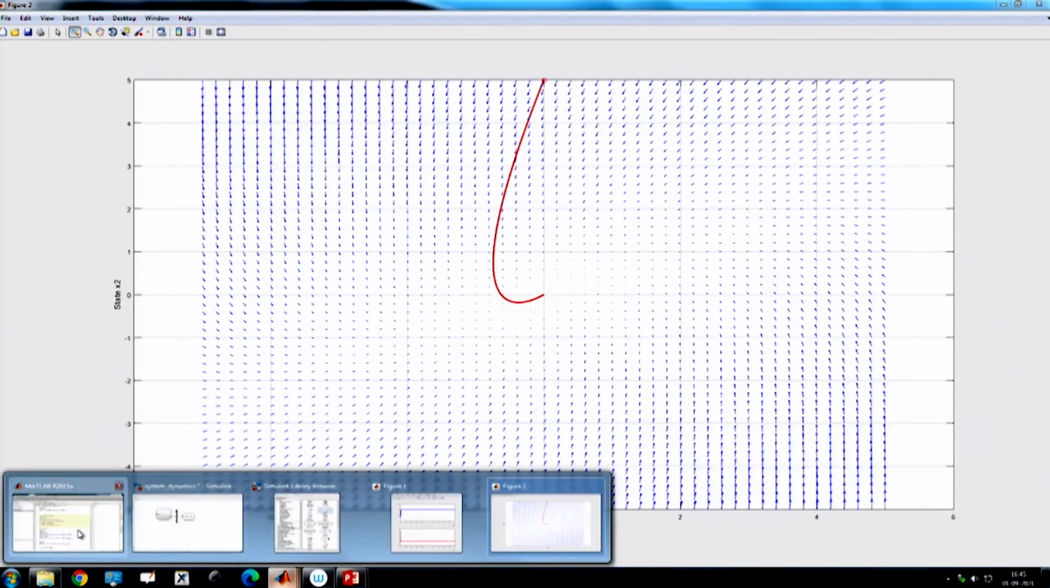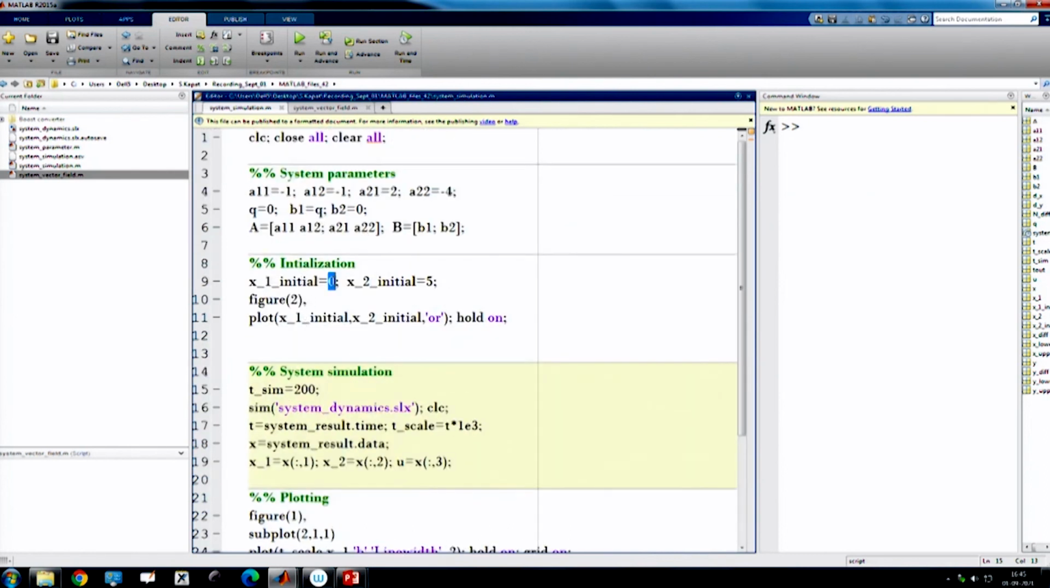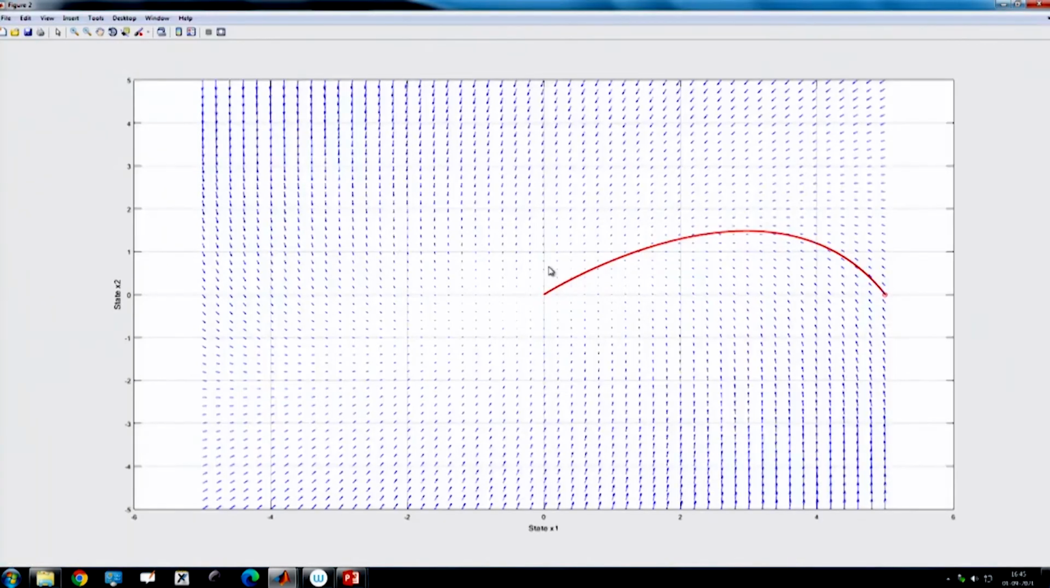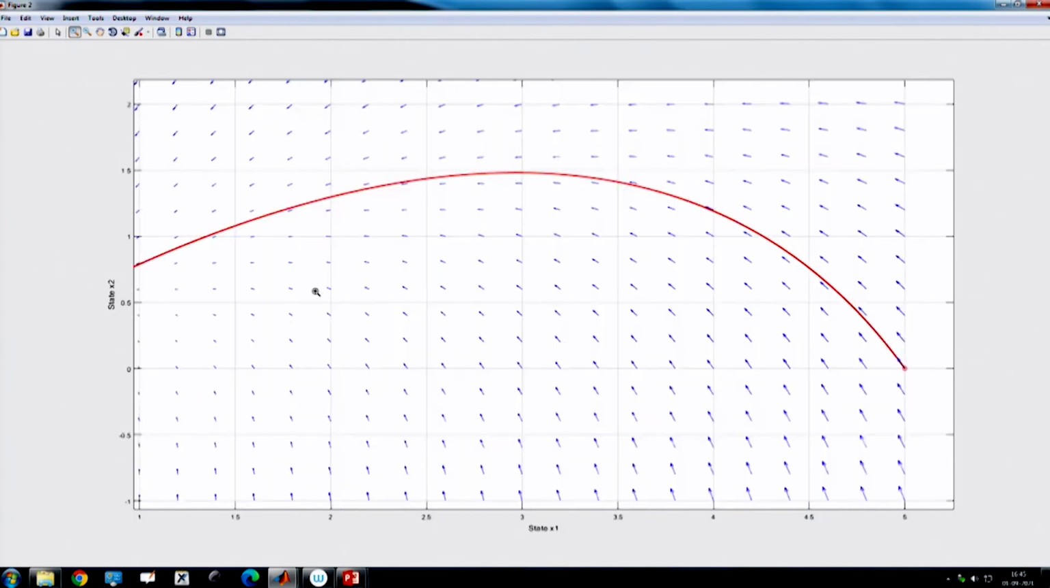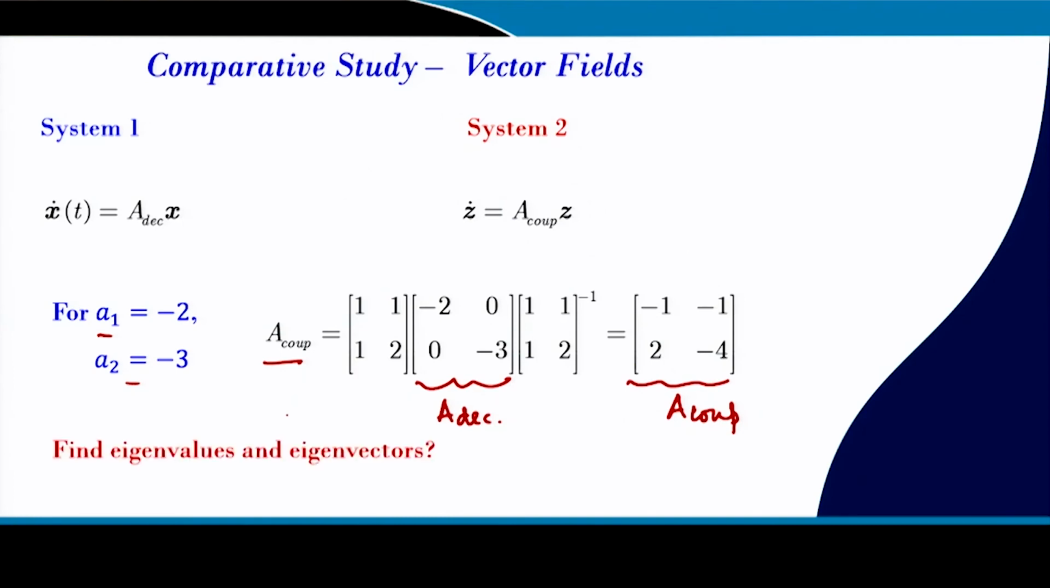Similarly, if I choose the same along 5 and 0, it will not run along this path, because that direction has changed. But nevertheless, we can always draw the vector field, which will show the direction field. So, that means the coupled system. We need to understand the eigenvalues and eigenvectors, and that we are going to discuss in the next lecture.